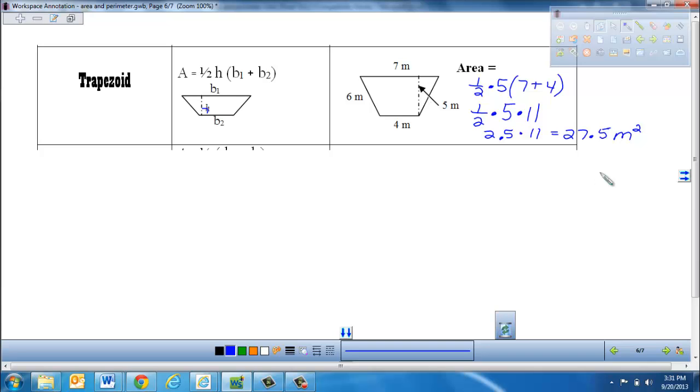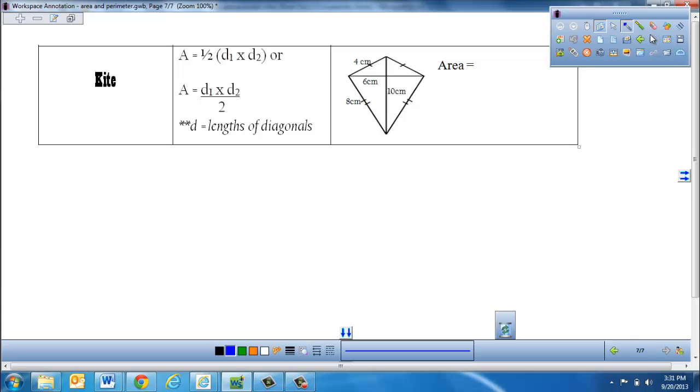Nice job. And the last shape we're going to look at is a kite. Sometimes you guys may have called it a diamond, but let's look at this kite. Another kind of complicated formula, a little bit like the trapezoid. So we have 1/2. Now these D's stand for diagonals. So it's diagonal 1 times diagonal 2, or you could say diagonal 1 times diagonal 2 divided by 2, which is kind of like the triangle. Once again, the 8 and the 4 are sides. The diagonals are actually going from point to point inside of the kite.